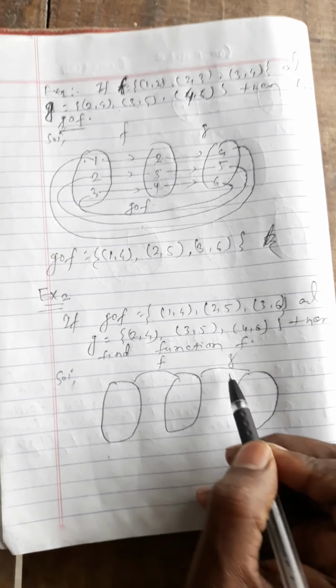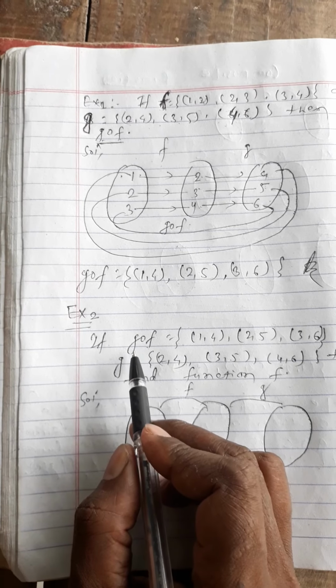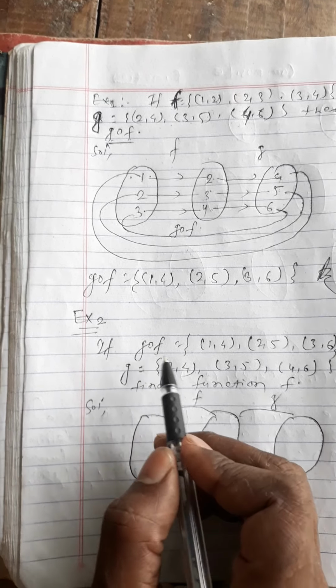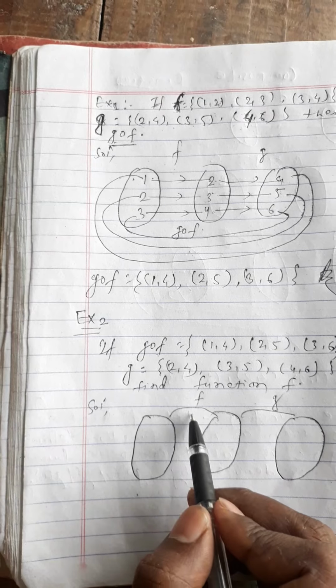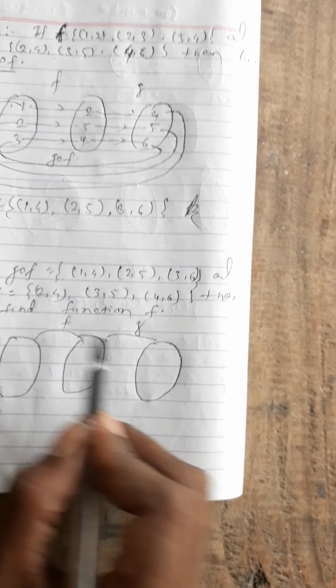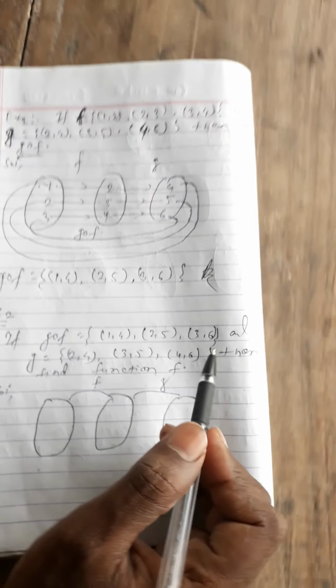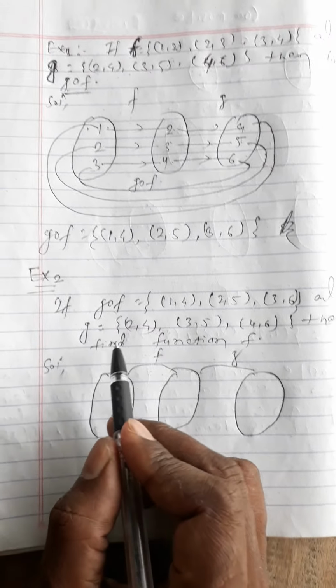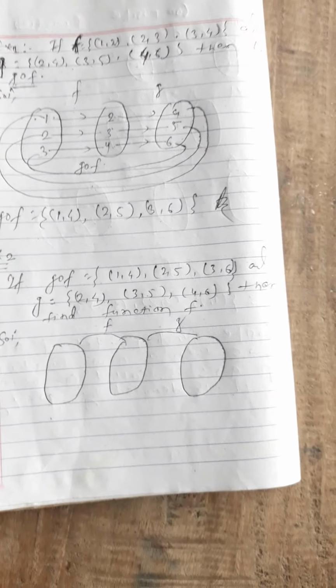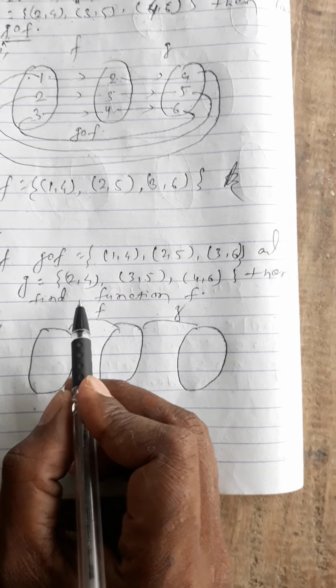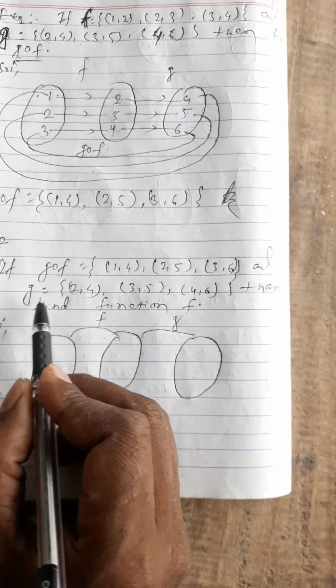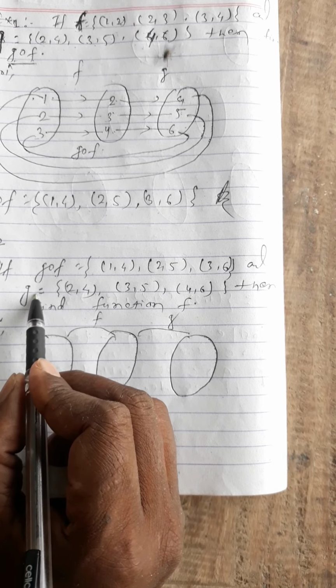Why do you have to write this? Because here is given g operation f, so f should be taken as the first and g should be taken as the last. Then after that you have to write the elements of the single function. The single function is what? g.